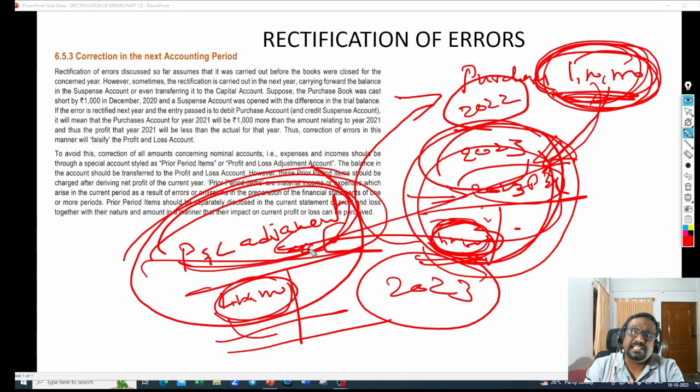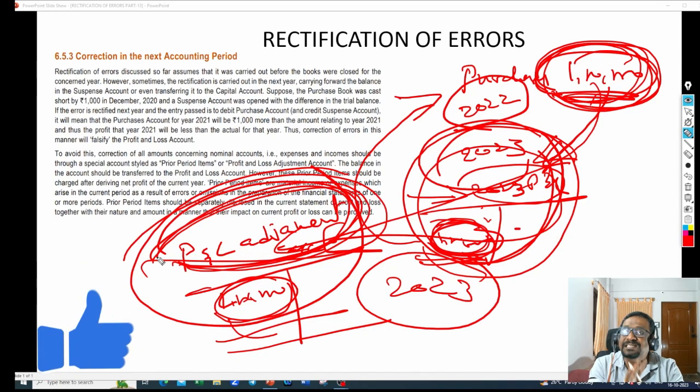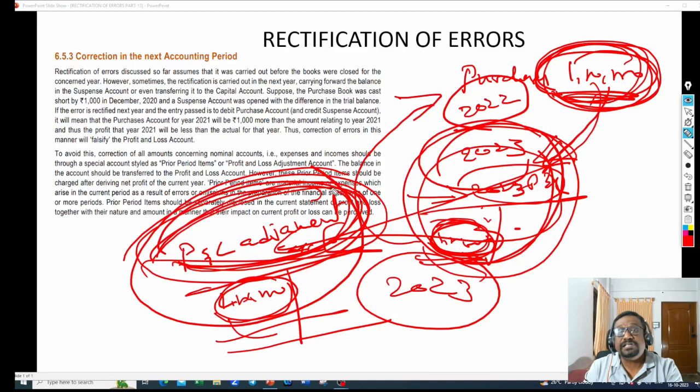That is the reason. How do I decide? How do I identify them? If you go to the P&L adjustment account, you will get to see, oh, these are the prior period items that got adjusted in the P&L adjustment account. Let me see whether all these expenses and losses, incomes and gains being adjusted in the P&L adjustment account have any material impact or not. If there is any material impact, that has to be disclosed separately in the 2023 profit and loss account and balance sheet. That is the reason why prior period items have to be adjusted in the profit and loss adjustment account separately.